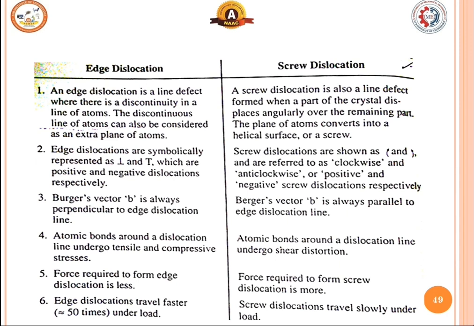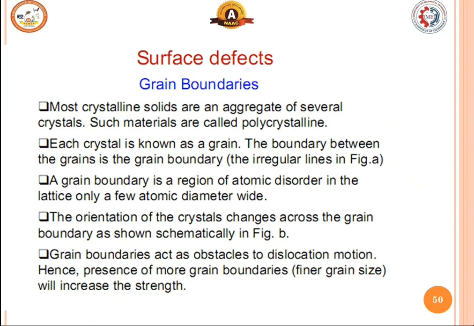Burgers vector B is always perpendicular to the edge dislocation line. Burgers vector B is always parallel to the screw dislocation line. Edge dislocation is represented by perpendicular or capital T. Screw dislocation is shown by a clockwise or anti-clockwise screw. Edge dislocation is a line defect. Screw dislocation is also a line defect, but the plane of atoms converts into a helical surface or screw. So this is the difference between edge and screw dislocation.